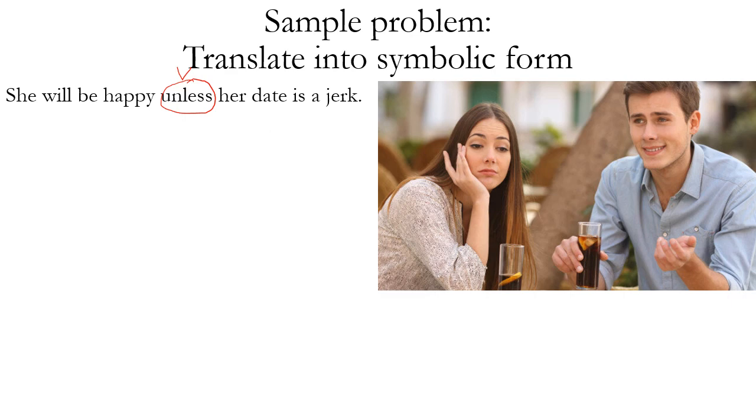After you've identified all the logical operator words in a statement, then you want to underline the simple statements. So in this case, the first simple statement is she will be happy. We could symbolize that by H. The second simple statement is her date is a jerk. We could symbolize that by a J. Bringing this together, our translation is H, wedge, J.